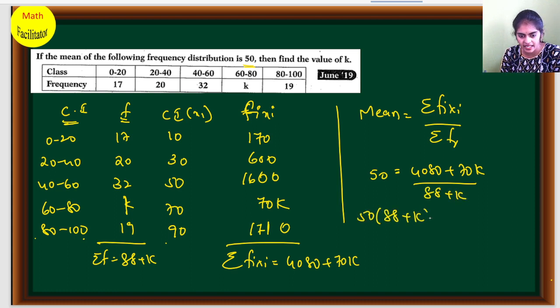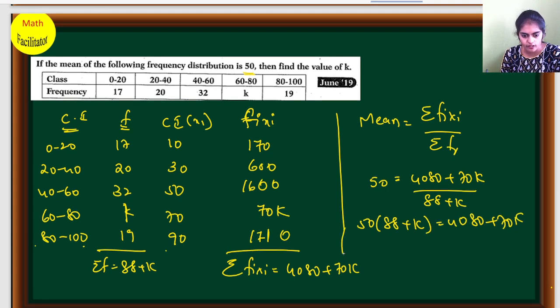సో 50 into 88 plus k ఈక్వల్ టు 4080 ప్లస్ 70k. ఇందులోంచి k వాల్యూ వస్తుంది చూడండి. ఓకే, సో 50 ఇంటూ 88 అంటే ఎంత వస్తుంది మనకి? 88 ఇంటూ 5, సో 4400 ప్లస్ 50k ఈక్వల్ టు 4080 ప్లస్ 70k.